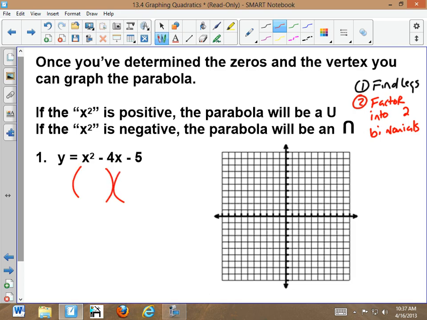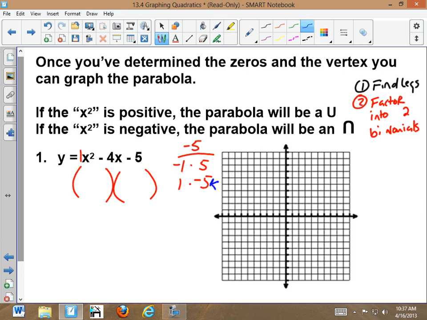Is my leading coefficient 1? Yes, it is. Right here is my leading coefficient. It is 1. So I don't have to do the long way. I can do the easy way. I need two numbers that multiply to give me negative 5, but add up to negative 4. Negative 5 is easy because it's prime. The only numbers are 1 and 5. So I either need negative 1 times 5 or positive 1 times negative 5. How am I going to get negative 4?